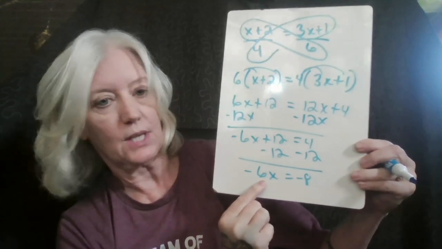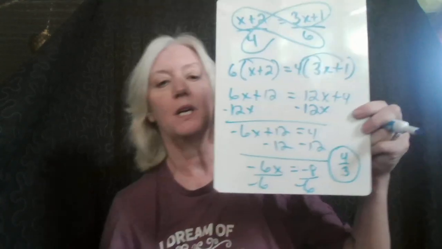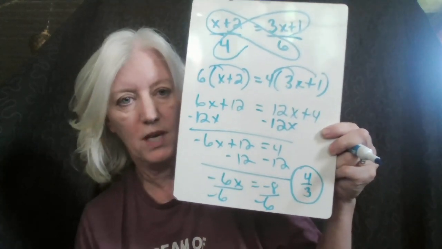Now I'm going to divide both sides by negative 6. And negative 8 divided by negative 6 is the same as 8 over 6, which is 4 over 3. So your answer could be 4/3, or it could be 1.3 repeating, or 1 1/3.